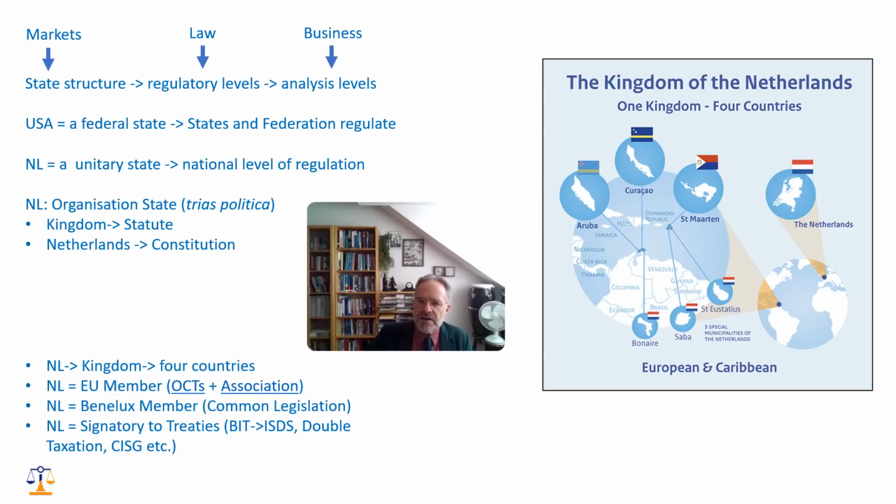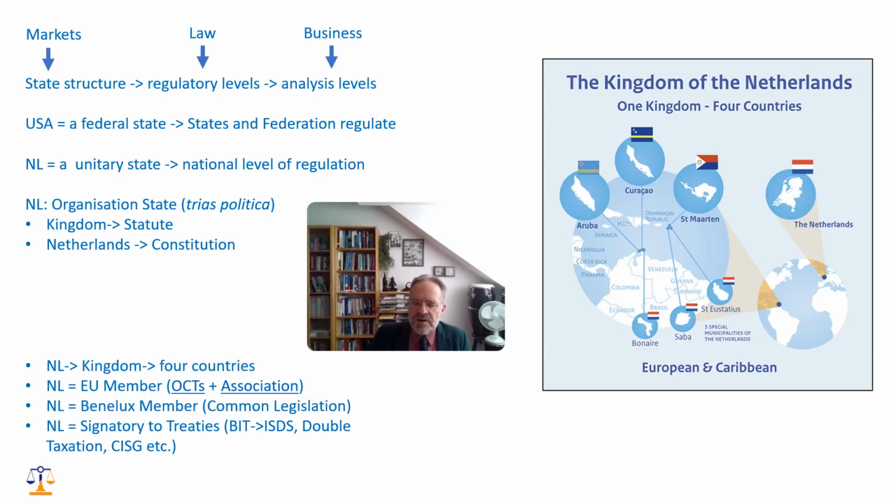We are a kingdom. You will all know we have a king. But we also have the Netherlands. Now, the kingdom is composed of, and it's rather complicated, 3 overseas countries. The countries are Aruba, Curacao, and Sint Maarten. They all have their own flag.